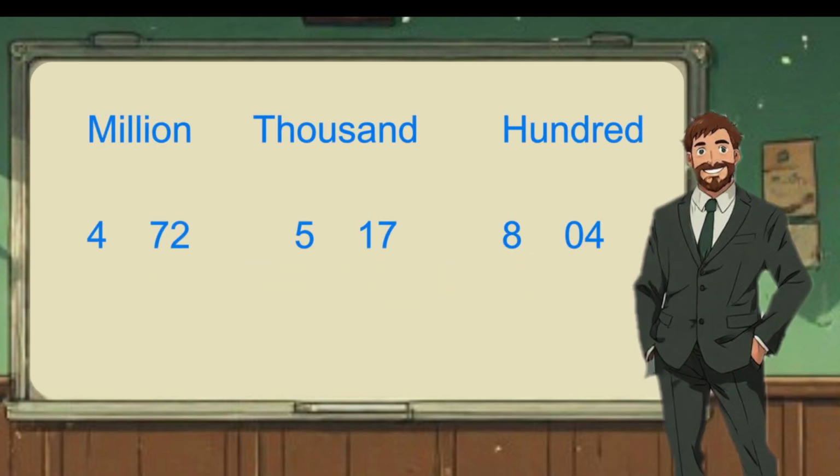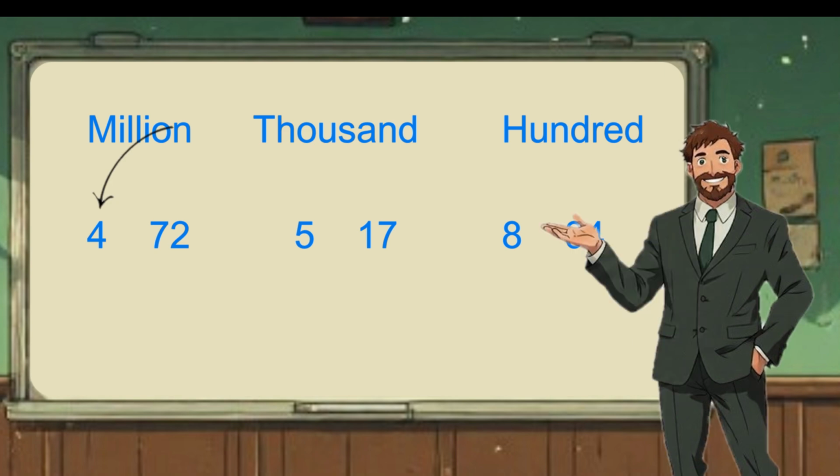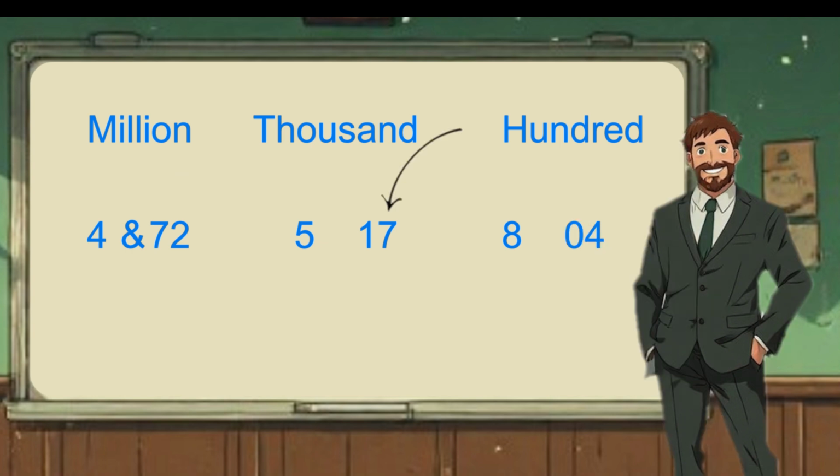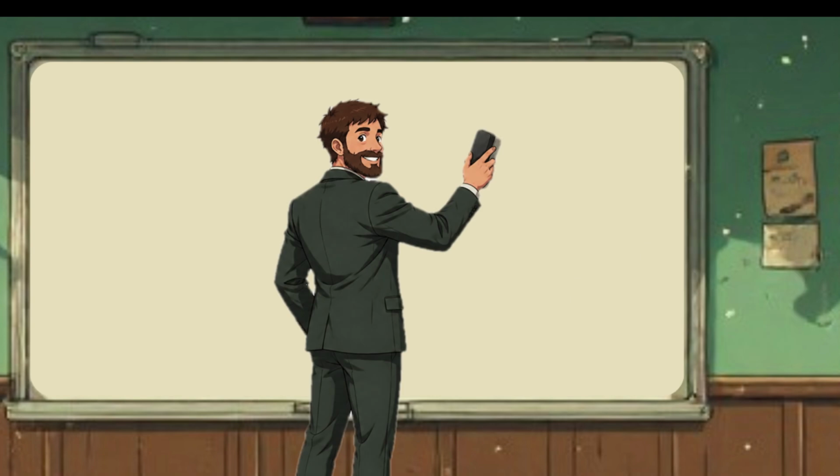It helps to separate the numbers into groups of three like this: millions, thousands, hundreds. We always say the hundreds number first, followed by "and" then the tens and ones together. For example, 72, 17, or 4. So let's test you.